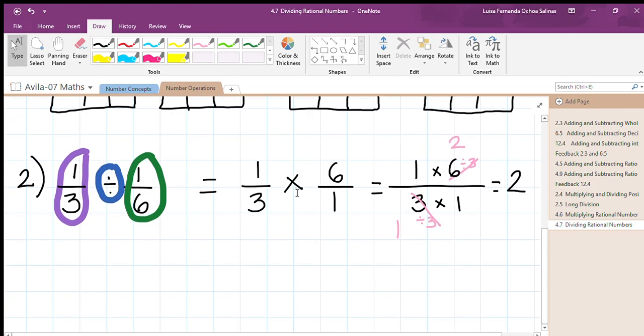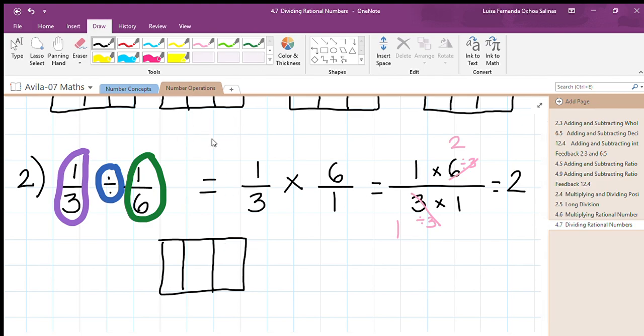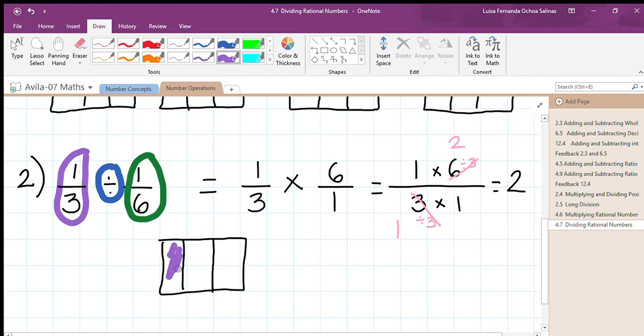So let's look at what this represents. If I have one whole that I'm going to divide into 3 pieces because I have 1/3 here. Good. And let's color 1/3. Perfect.